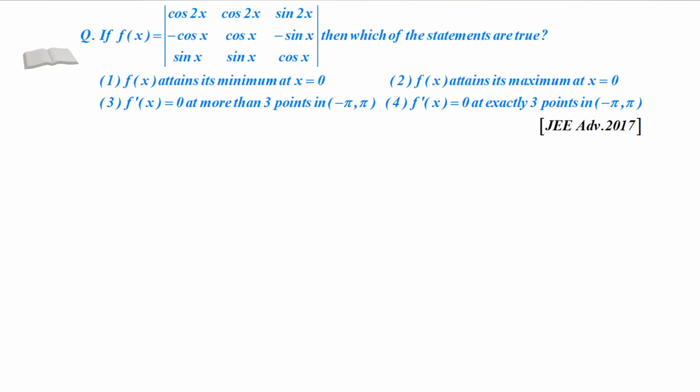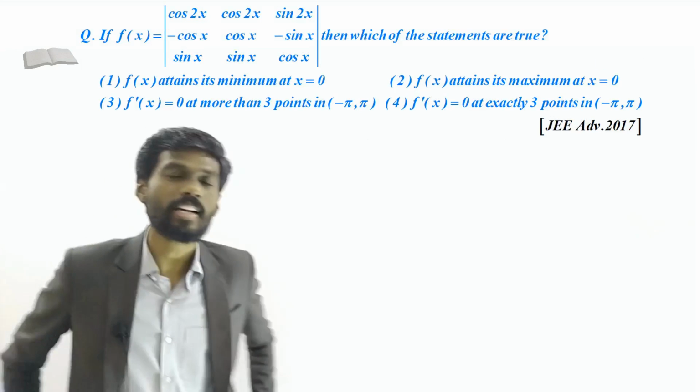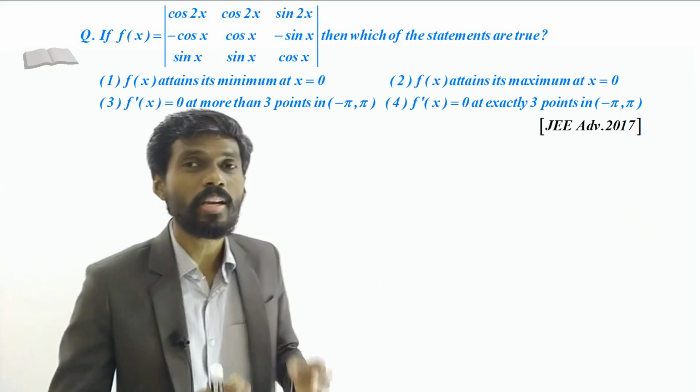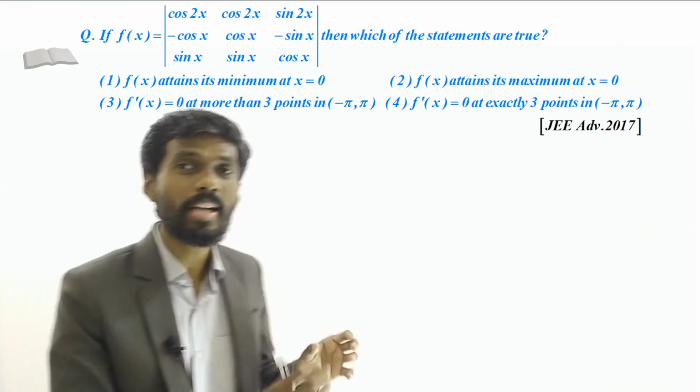The function f of x is given by the determinant. Which of the following statements are true? Here a function f of x is given in terms of a determinant. We have to find the value of this determinant, right? And then find the derivative.